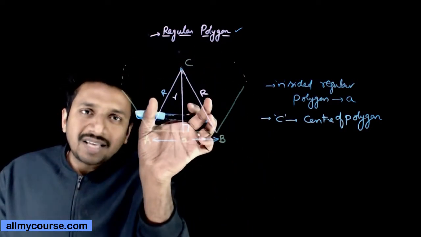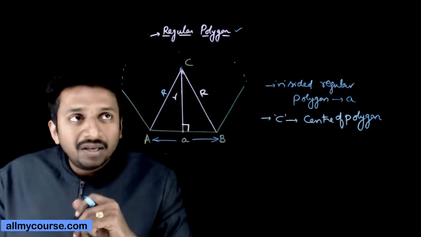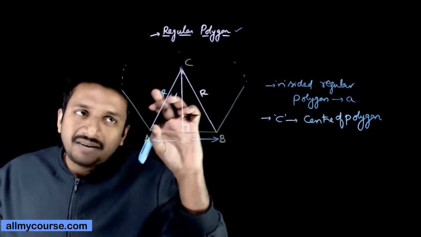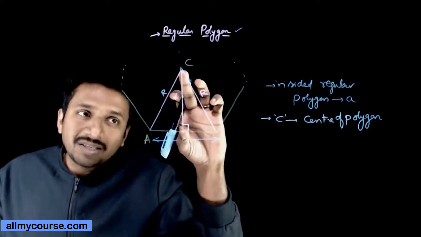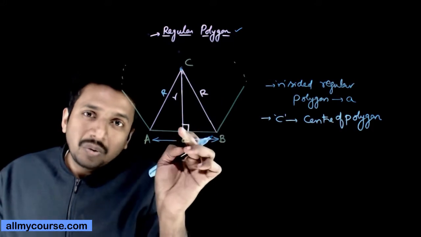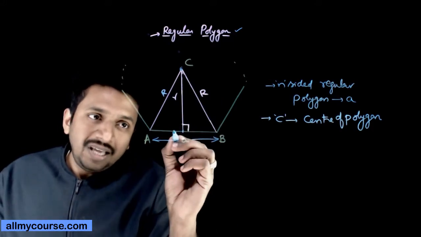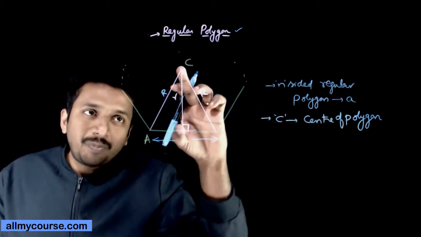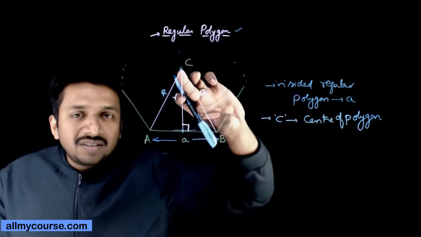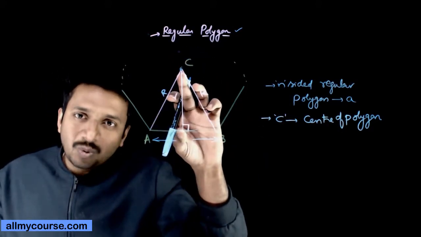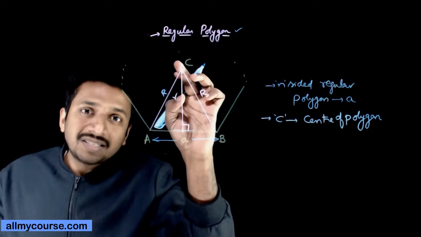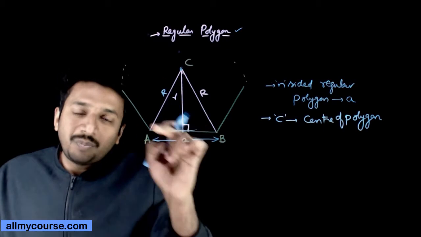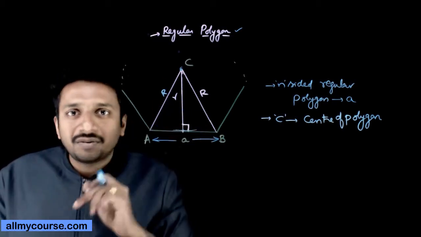So let us take this as capital R and this as small r. Now if you take C as the center and draw a circle with radius r, that circle will touch each and every side of the polygon because the perpendicular distance of C from each of these sides is equal to small r. So the circle with center C and radius small r will be the inscribed circle of the polygon. So r is the inradius of the polygon.